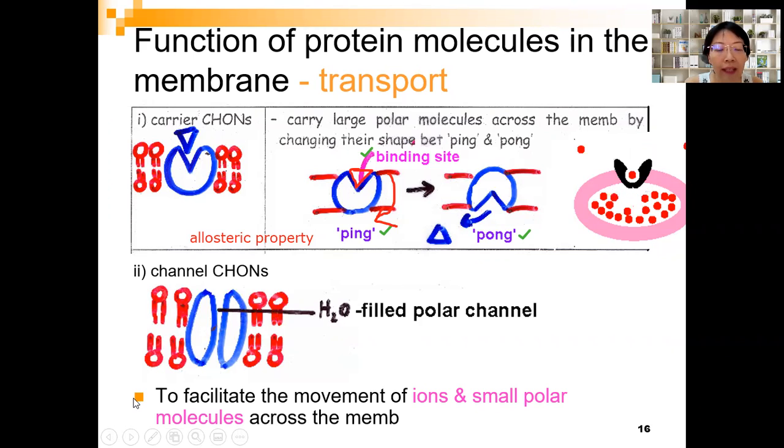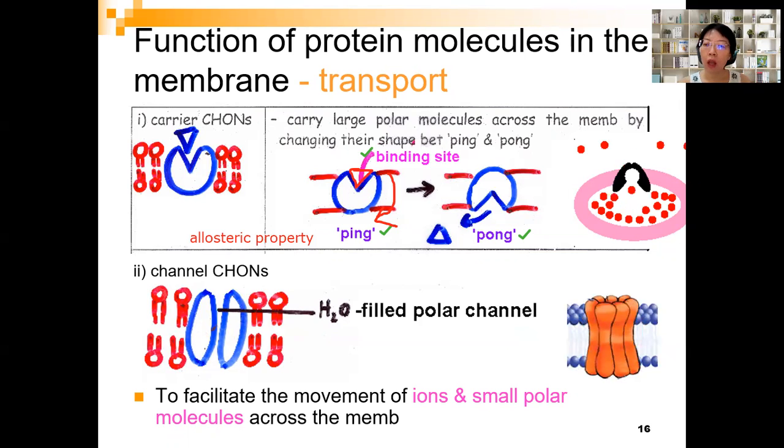So it is to facilitate. Facilitate means to help, to facilitate the movement of ions and small polar molecules across the membrane. Now again, different channel proteins will be specific to carry different ions, same as carrier proteins. They are very specific. They only carry the one type of ion that is specific for them. So every cell is selective of what they want. Therefore, they only allow what they want to enter the cell. That's how they become selective.